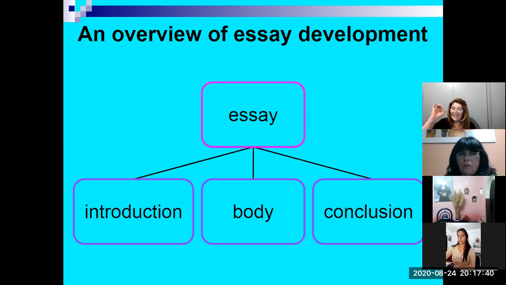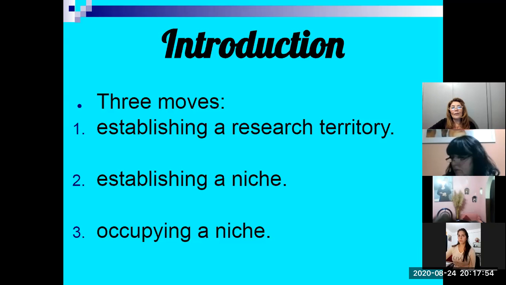So whenever we have an essay, we have the three general, common, and traditional parts: introduction, body, and conclusion. That's nothing new up to now. But the introduction of academic writing has three different moves. The first move is really very important. Why? Because you are determining what you are going to speak about. That is establishing a research territory.